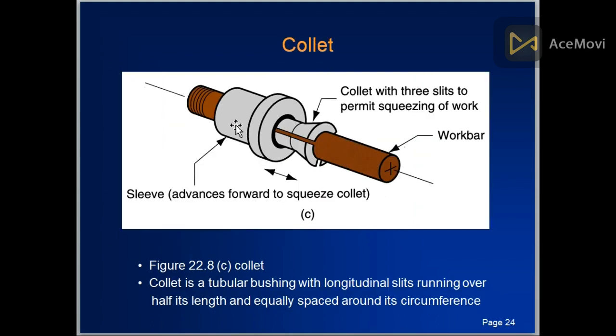Collet is another kind of holding device. A collet is a tubular bushing with longitudinal slits running over half its length and equally spaced around its circumference. When it is pushed, this area is pushed radially inward to hold the work tightly because it squeezes.